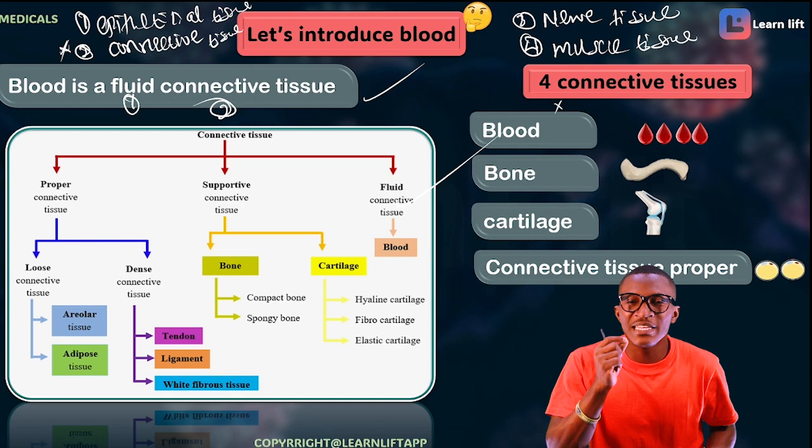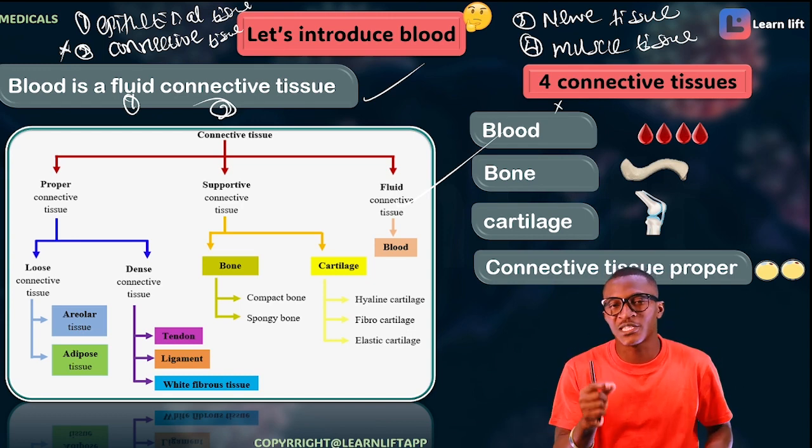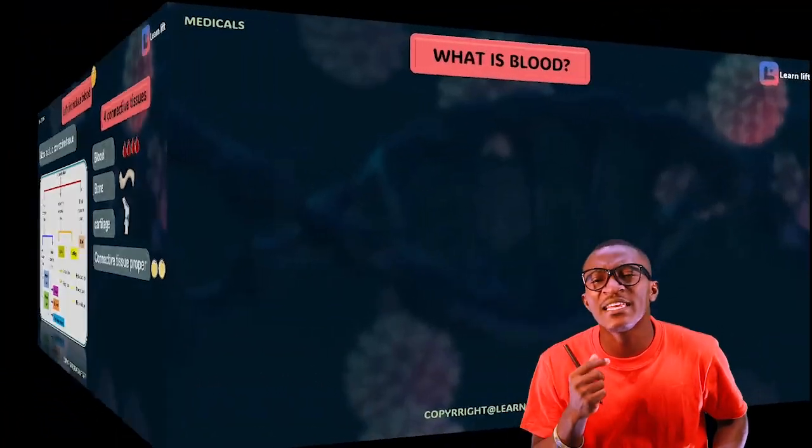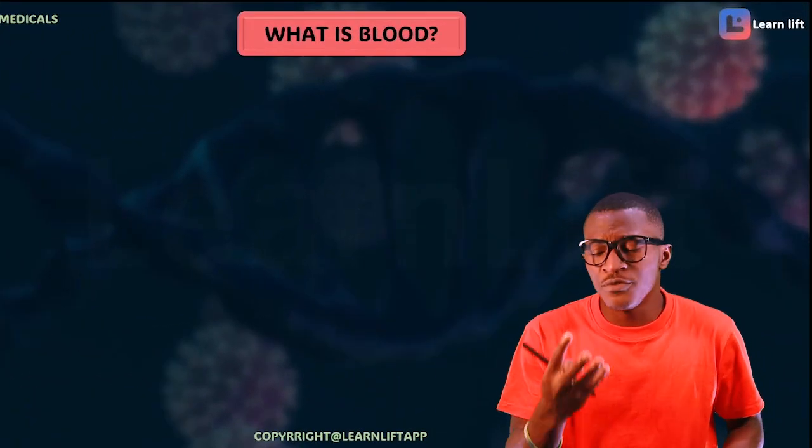My friend, what is the introduction of blood? Blood is a fluid connective tissue. I believe you understand that. Quickly, if you say you understand that, let's now define the term blood. We're going to give 3 definitions of blood.